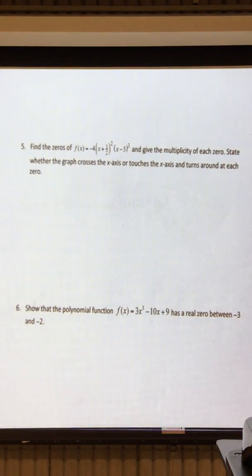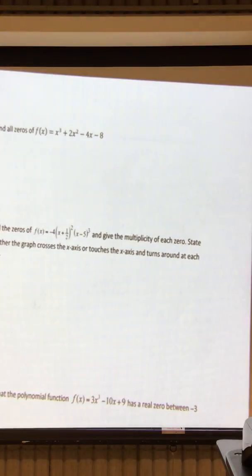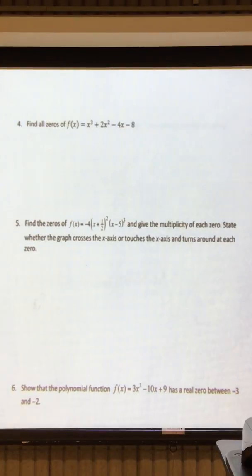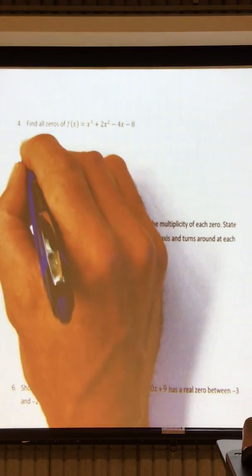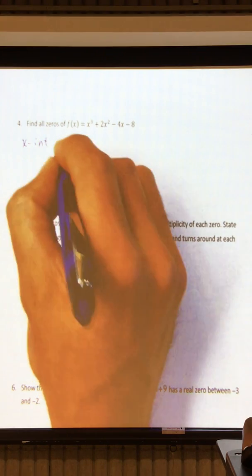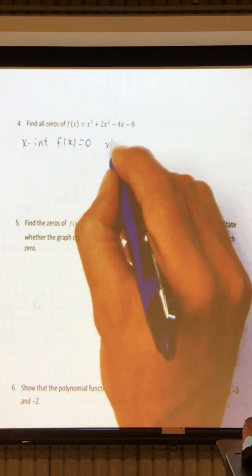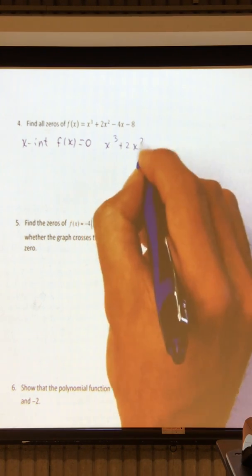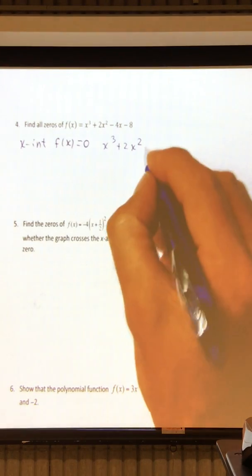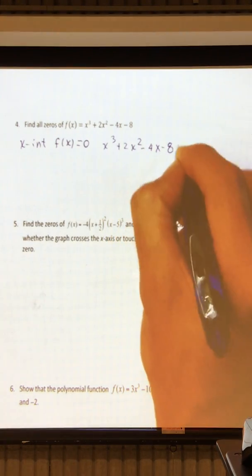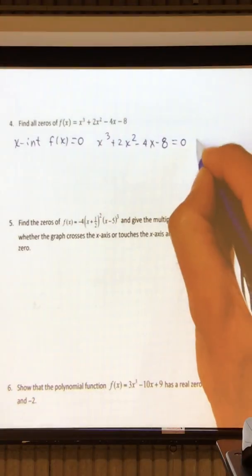Problem number 4. We were asked to find the zeros of the following function. Finding the zeros of a function means to find the x-intercepts. So to find the x-intercepts, we have to make the function equal to 0. So we will take the function x cubed plus 2x squared minus 4x minus 8, set it equal to 0, and to do that we have to factor.